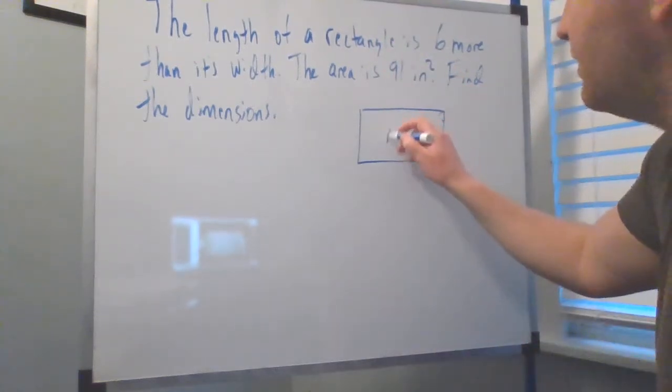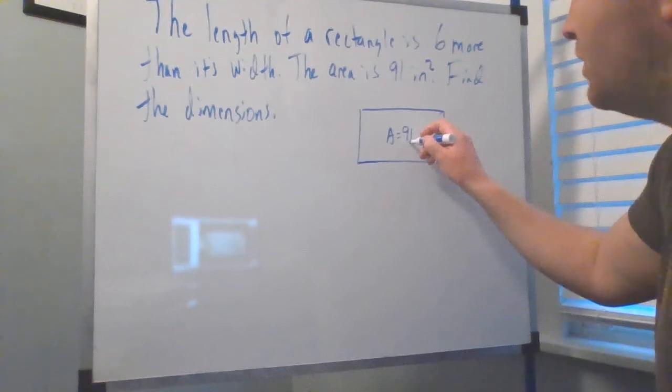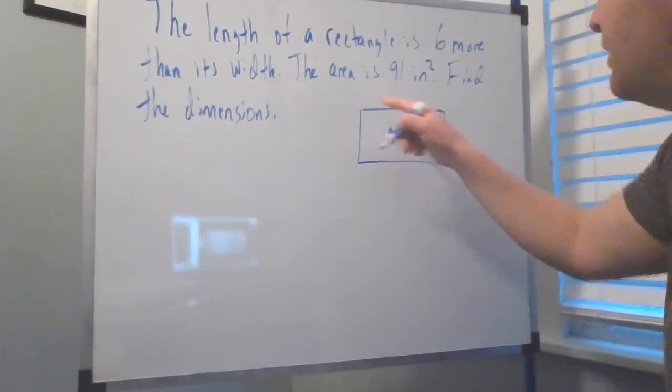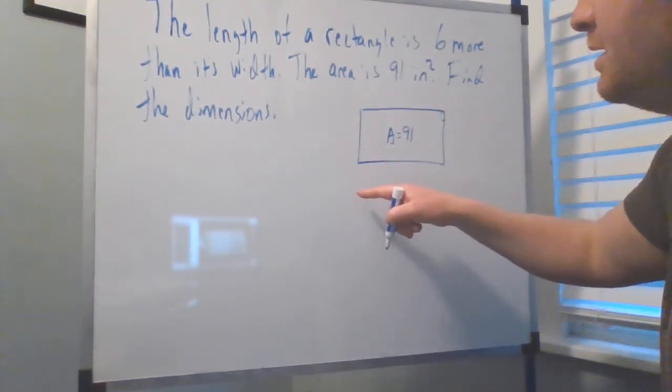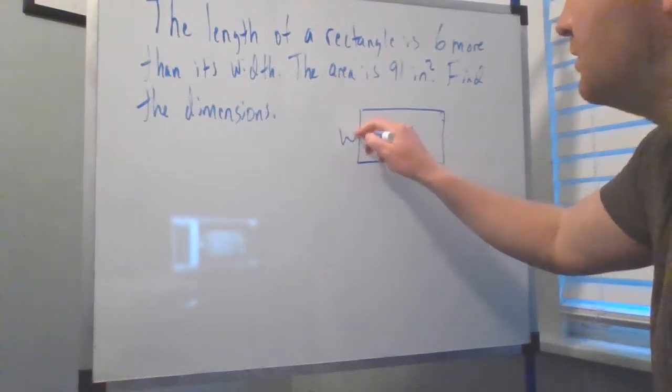So I know the area is 91. I know the length of the rectangle. Here's the length, here's the width. The length is 6 more than its width.